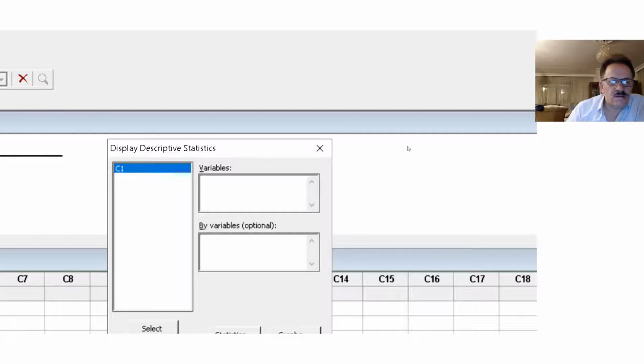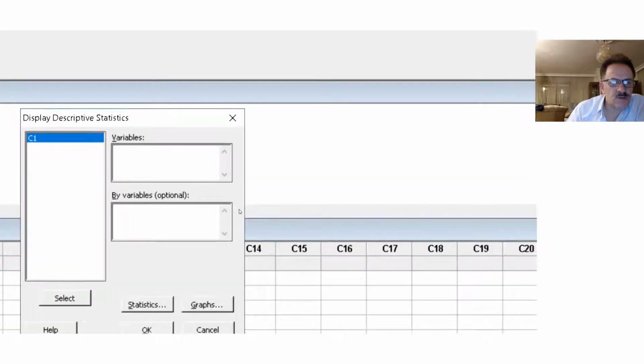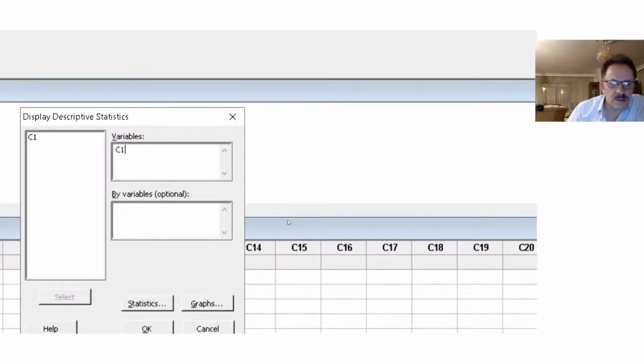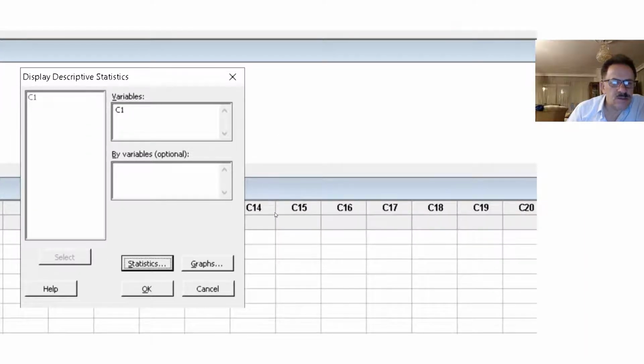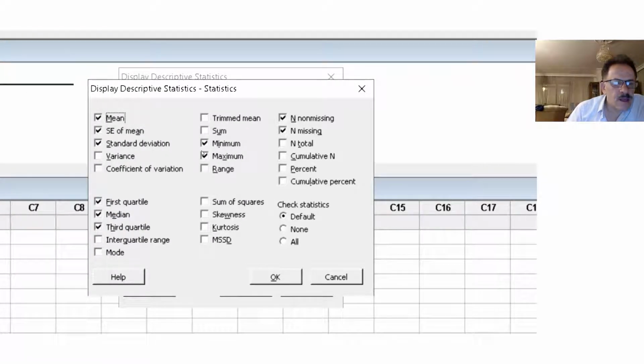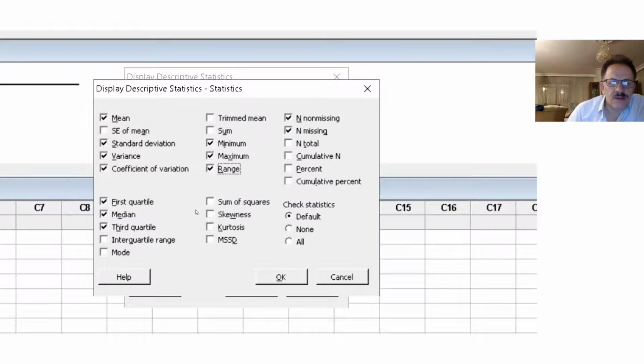Here I have entered the data in column C1, and I will select that column. This is the variable that I'm going to define, and the statistics that I'm going to find are the mean, the standard deviation, the variance, the coefficient of variation, the range, and also the skewness and the mode. Here are all the parts that were required from me to find.